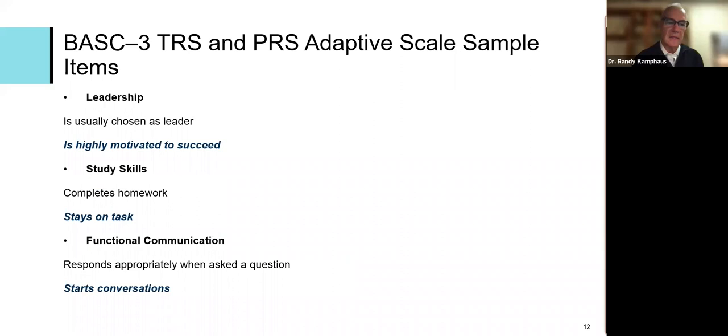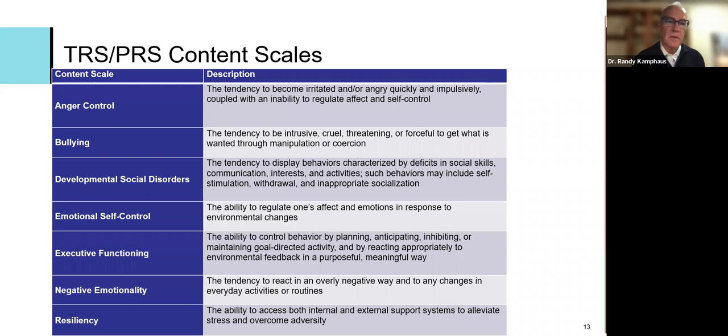Leadership, study skills, functional communication, some sample items from the core adaptive behavior scales of the TRS and PRS. Next slide, please. These are the content scales. So these were added in the 2005 edition of the BASC-2 as so-called optional content scales.